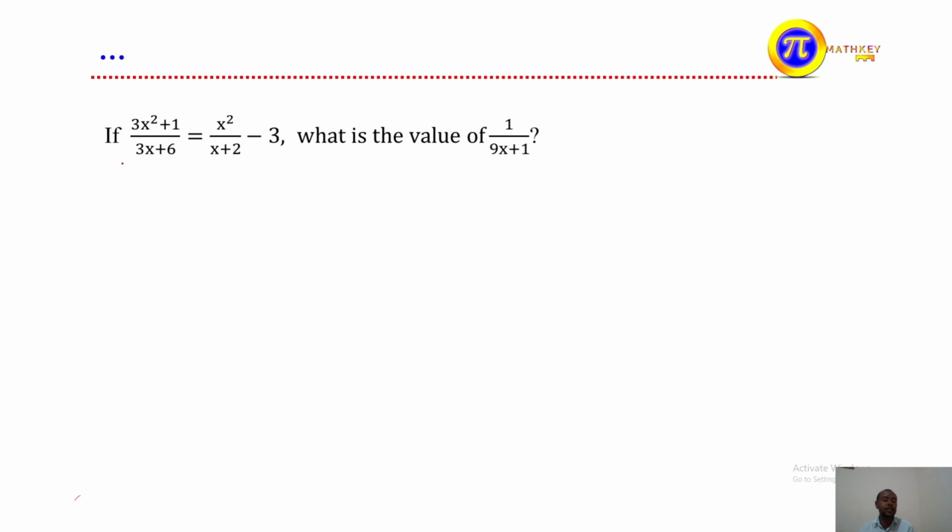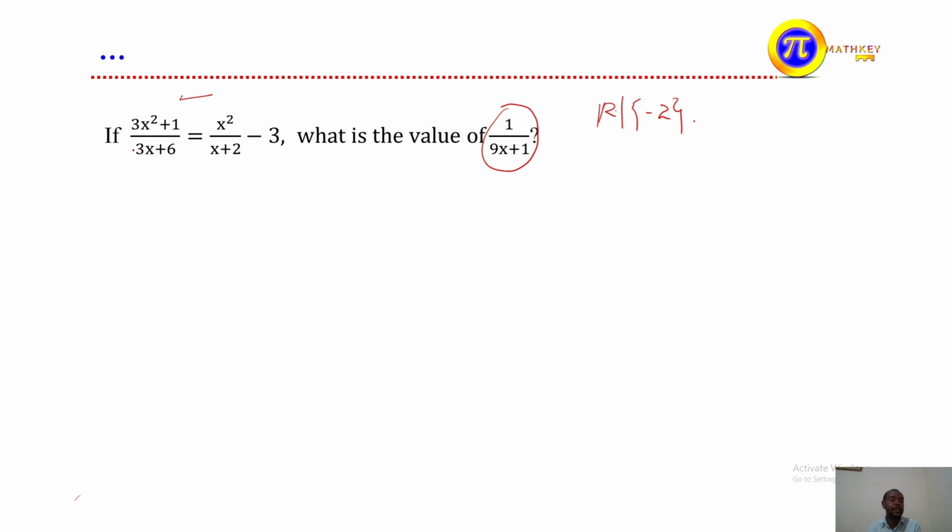Now let us consider the next example. It says that if (3x squared plus 1) over (3x plus 6) is equal to x squared over (x plus 2) minus 3, then what is the value of this one? To find the value, first we solve this rational expression. What is the domain? The domain is restricted as follows: all real numbers except -2.